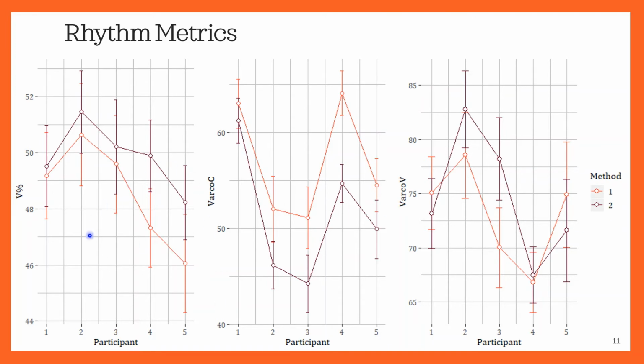So one thing is clear from these first results. Speakers show a certain degree of interspeaker variation. And aside from that, we can see in the percentage of vowels in the samples that method 2 clearly favored the creation of vocalic intervals. In the case of varco-C, we can see that method 2 created less variability in consonantal intervals. On the contrary, method 2 favored more variability of vocalic intervals in almost all cases.